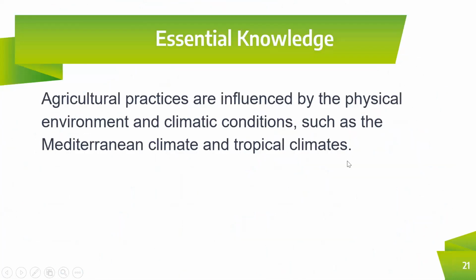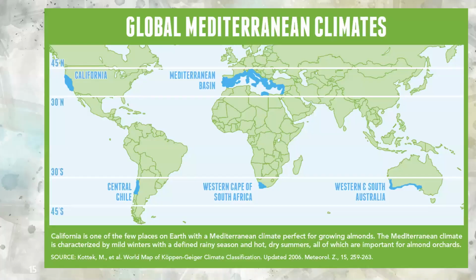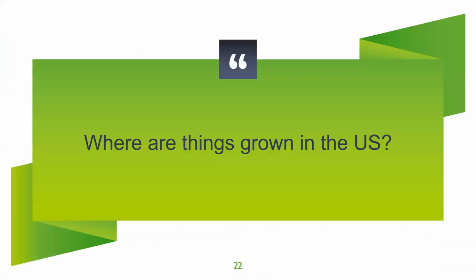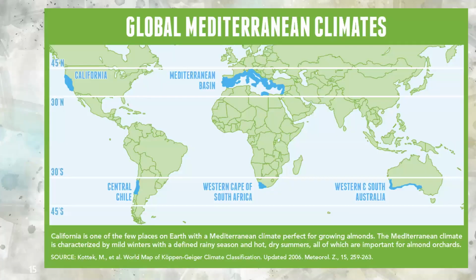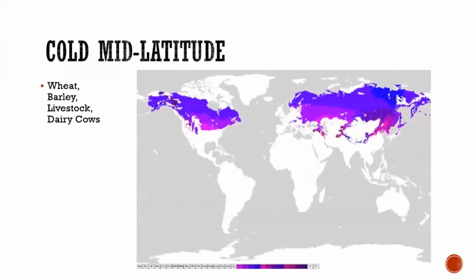All right. So summarizing all this, you guys, agricultural practice is influenced by the physical environment and climate conditions. So taking a look here at each climate zone, what types of crops are grown here, or what animals might be raised. And you don't need to get bogged down in the science of what the winters and summers are like here. All right.